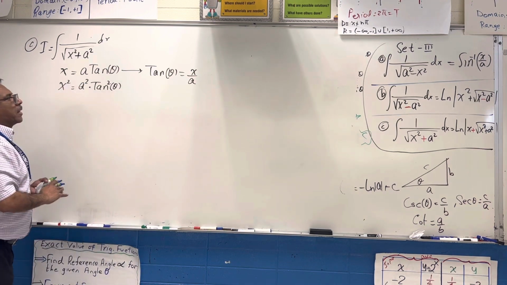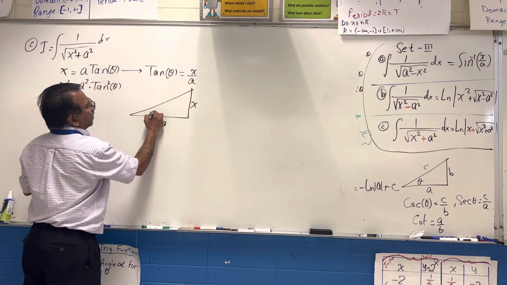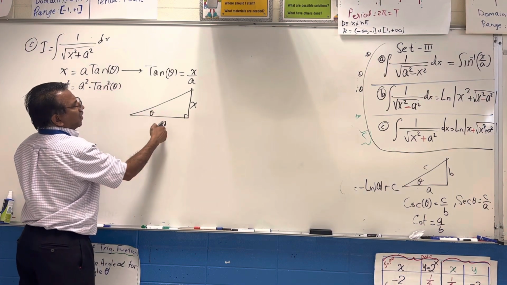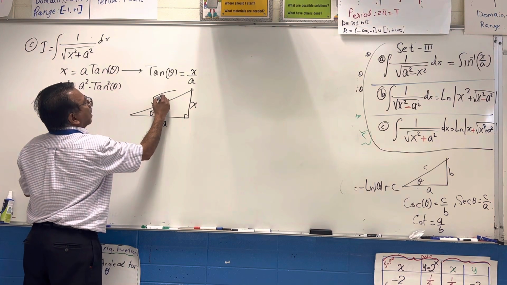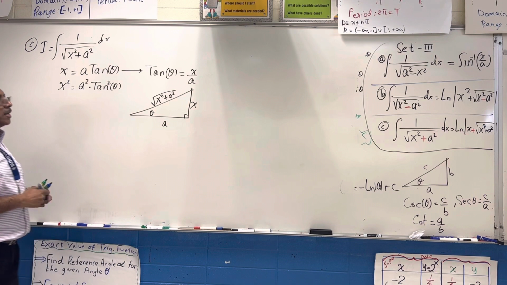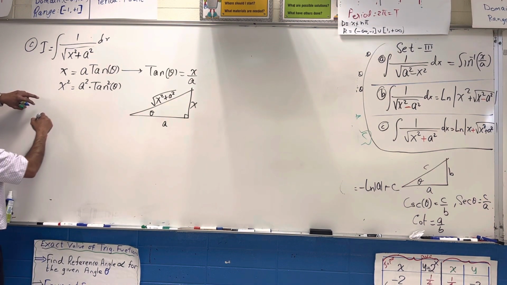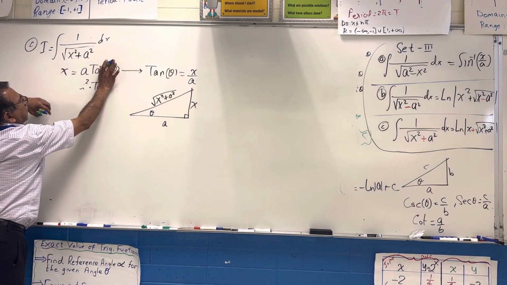Then we can also think of a triangle, opposite over adjacent, and this is the angle, and if this is a and this is x, the hypotenuse becomes the square root of x squared plus a squared, because we need this in a later step. That's it. So now I don't want to write this, but I just wanted to show.